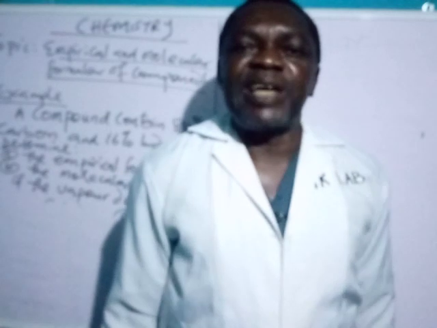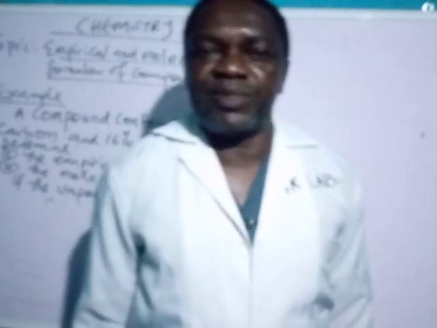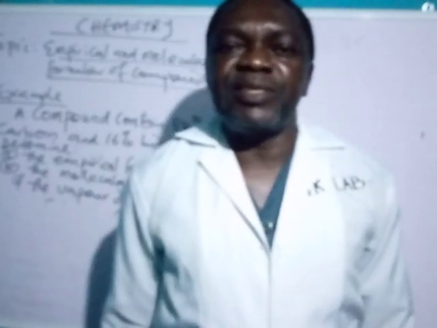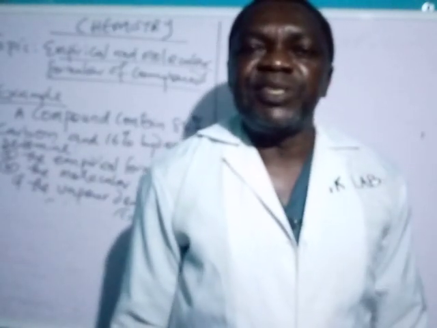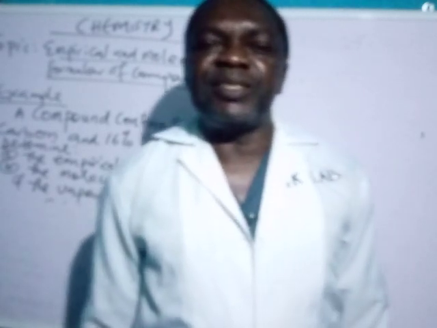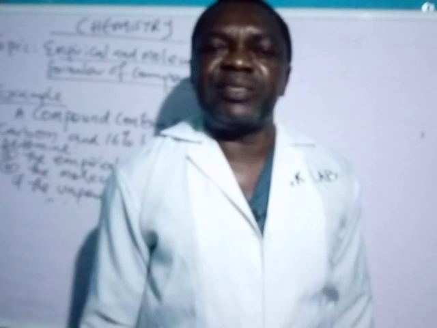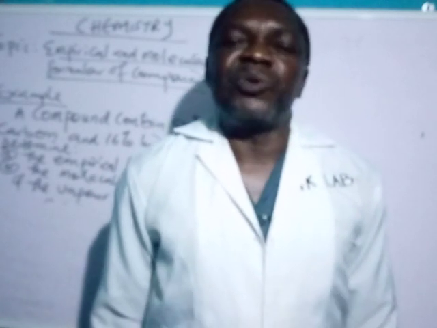Today's talk, we are going to have a look at how to determine the empirical formula and the molecular formula of compounds. By definition, the empirical formula of a compound is the formula which gives the relative number of atoms present in one molecule of the compound. It gives the ratio in which the elements are combined. It's also called the simplest formula of the compound.